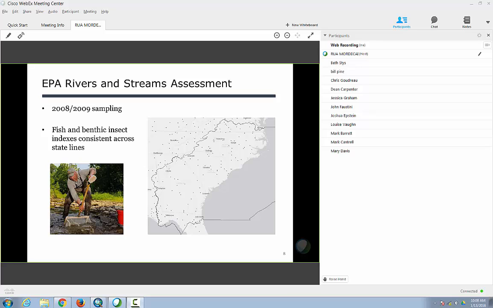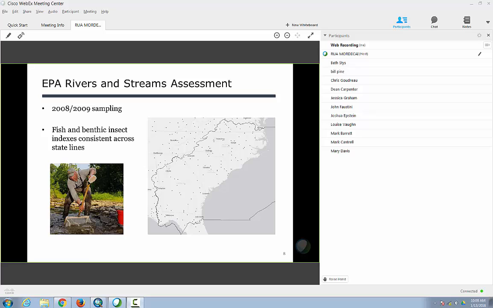But before we do that, one of the things, and you'll remember it from the last call, we've been trying to use some assessment data, some point level sampling data, to evaluate the ecological criteria and how well these new improved indicators are actually capturing what's happening on the ground. And so we'll be looking at two different evaluation data sets. The one relevant to this one that we're going to be using is the same one we used last time. This is the EPA Rivers and Streams Assessment from 2008 and 2009. It had fish and benthic insect indices that were consistent across state lines.